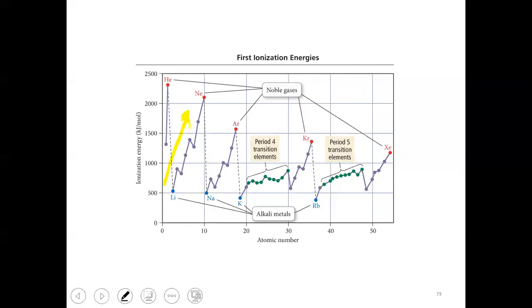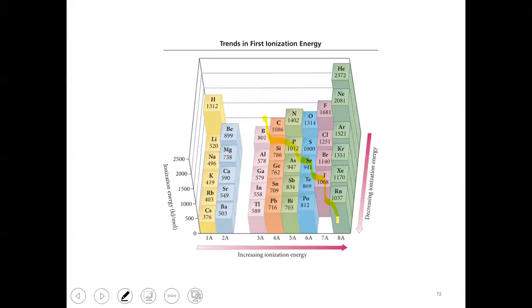It becomes harder and harder to pull off that electron. However, within a group, remember, that electron we're trying to remove is farther and farther from the nucleus. It is feeling less and less of that nuclear charge, and therefore it is easier to remove, which explains why down a group, the ionization energy becomes smaller.